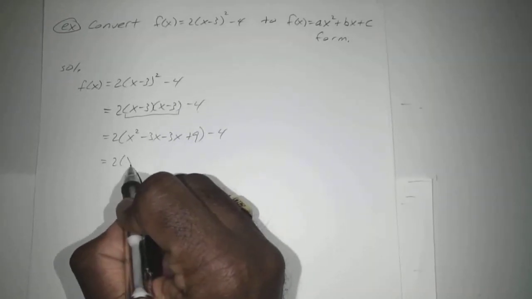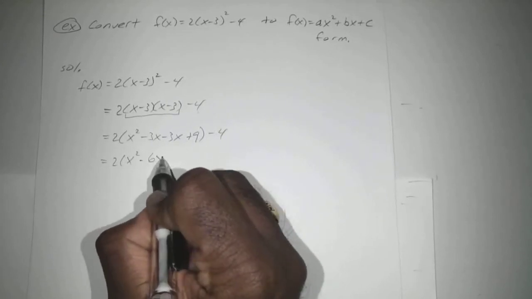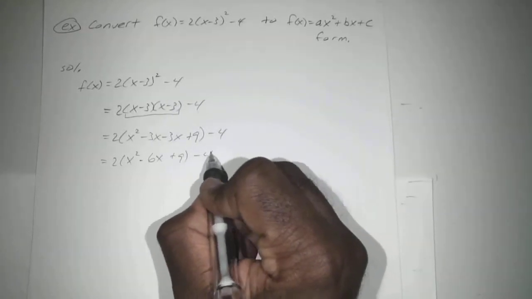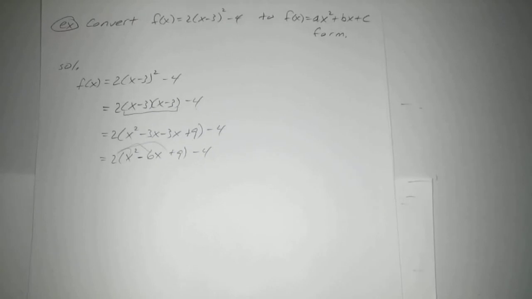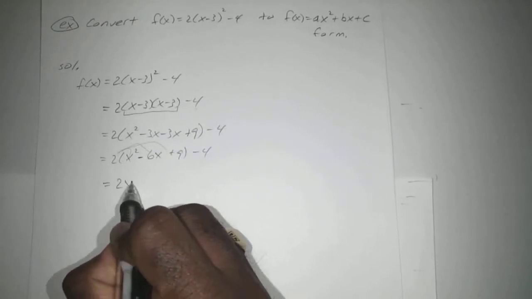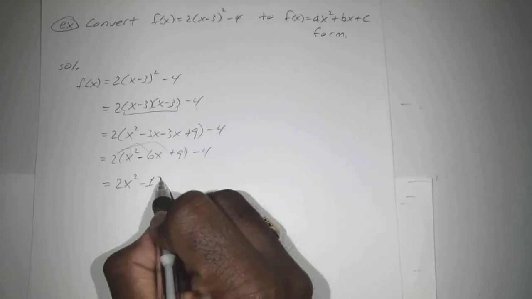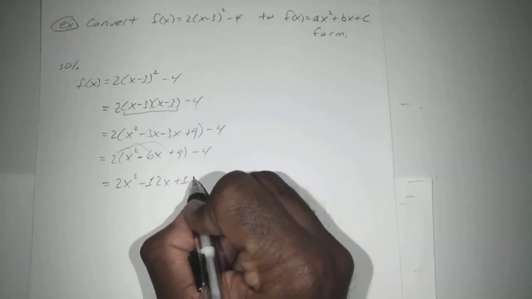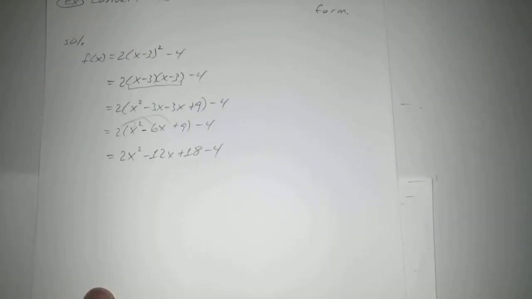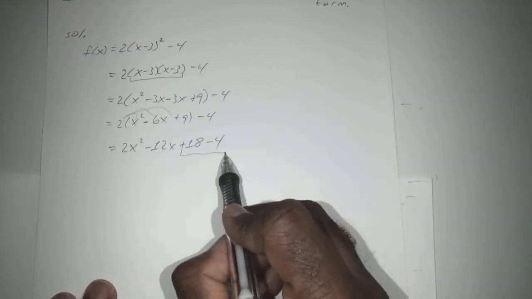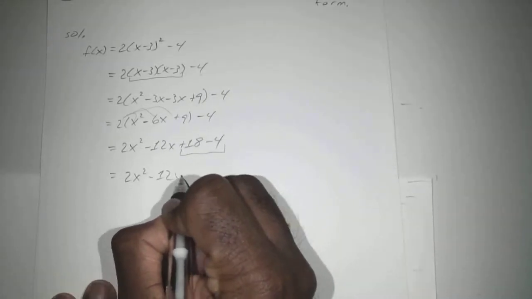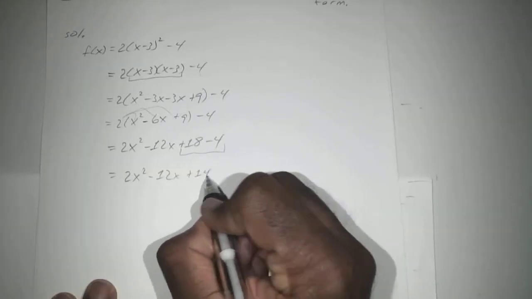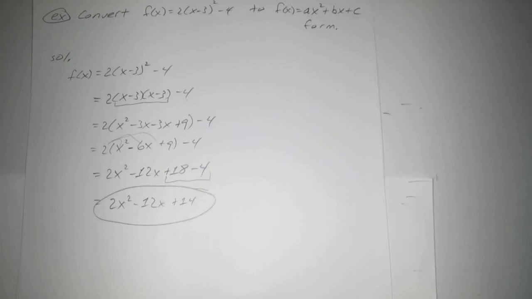Okay, so you have 2 times x squared minus 6x plus 9 minus 4. Yep, so now all we have to do is distribute our 2: 2x squared minus 12x plus 18, and don't forget your minus 4 in the end. Okay, and once you combine those two, you're pretty much done. 2x squared minus 12x plus 14. Okay, so that's just the converted version of where we started.